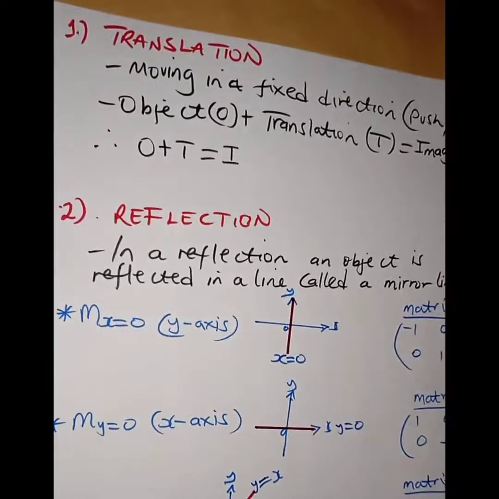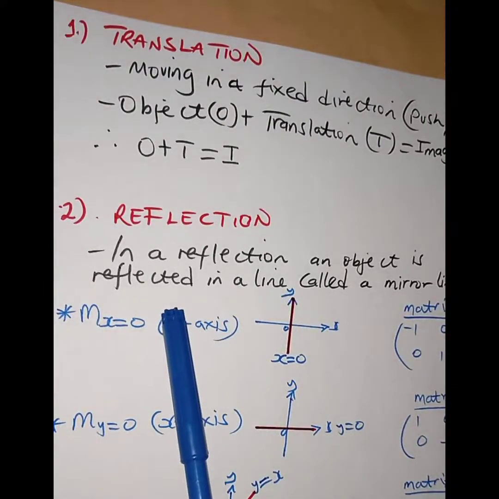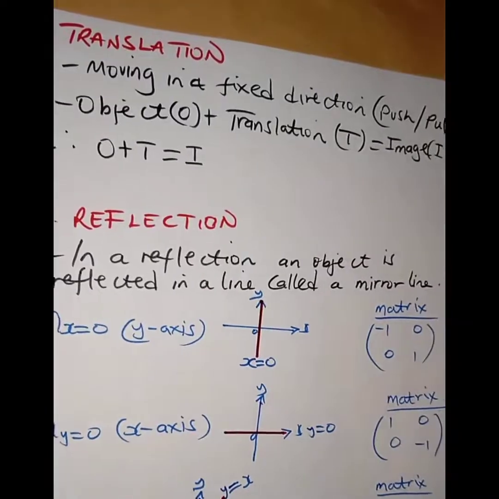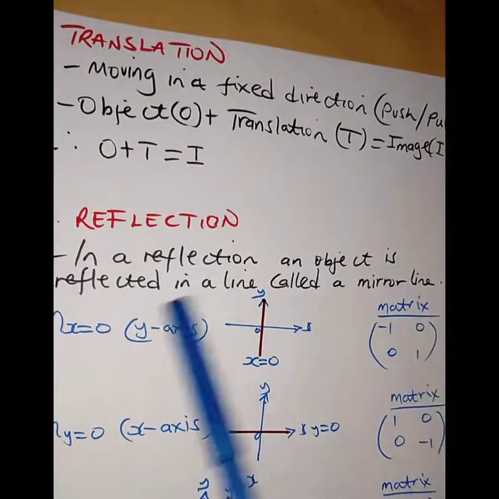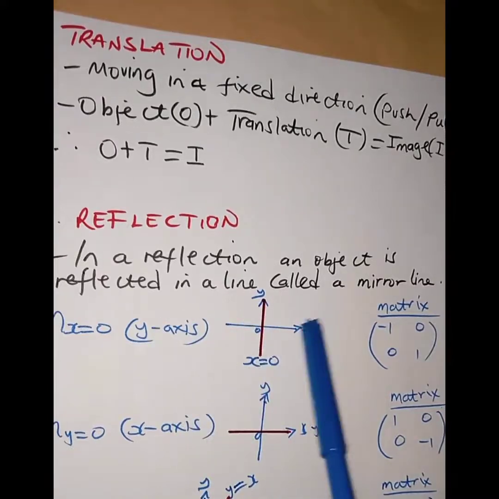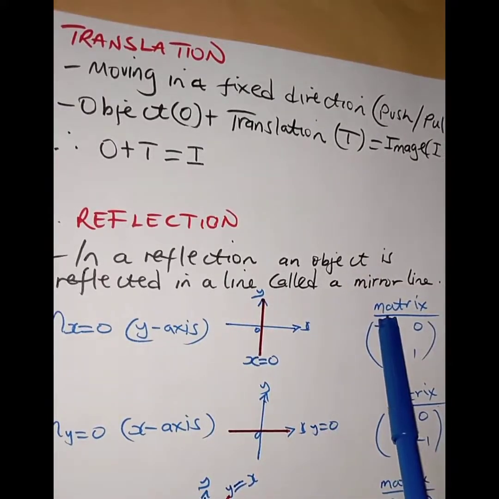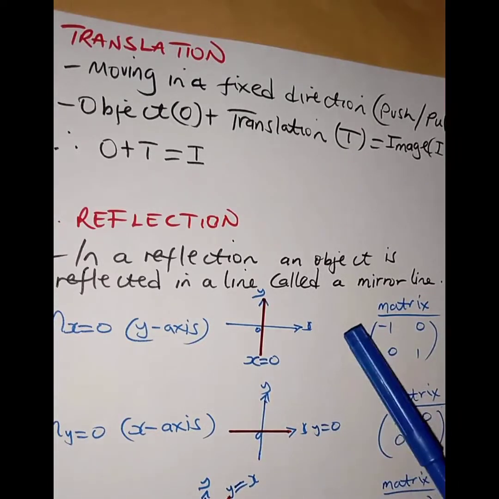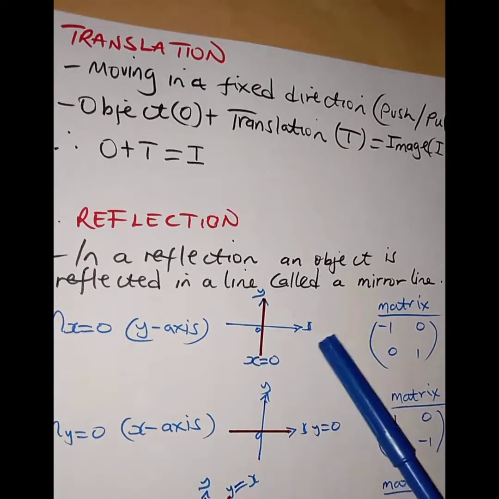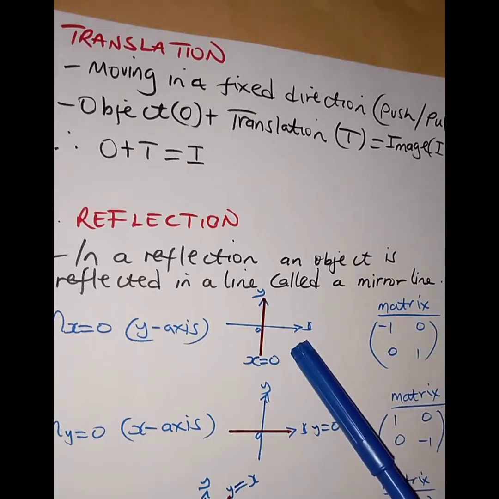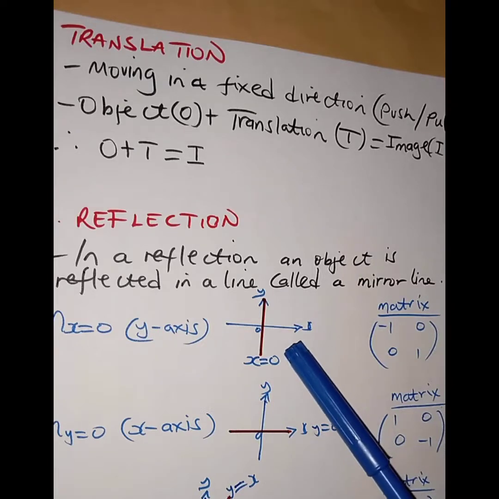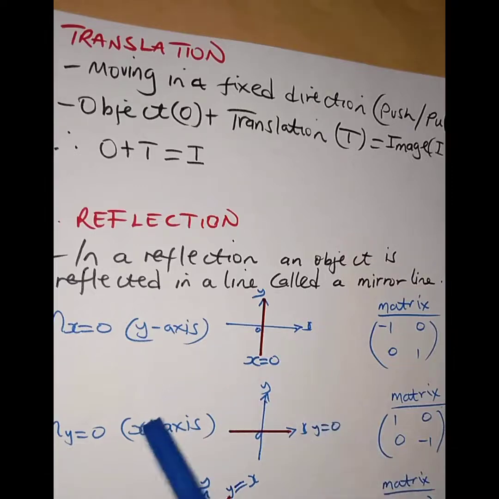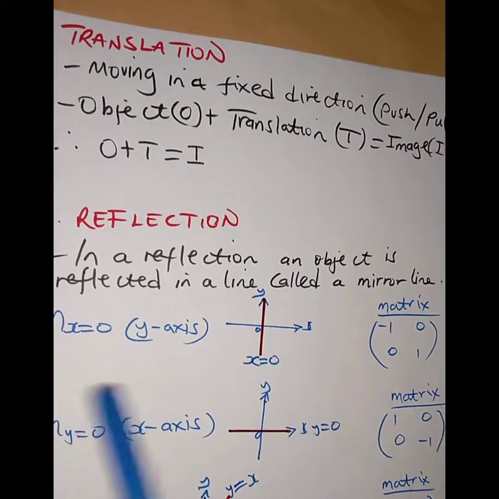So reflection is another type or category of transformation. In a reflection, an object is reflected in a line called a mirror line. So here we're talking about the reflection. The object will be reflected in the mirror line to form an image.